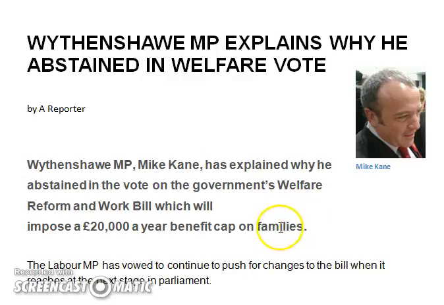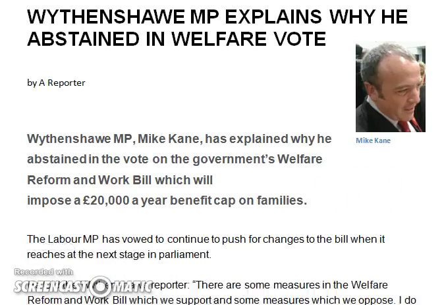I would expect you to use a strapline, so have an introductory sentence which tells you what the rest of the article is about. Withenshaw MP Mike Kane has explained why he abstained in the vote on the government's welfare reform and work bill, which will impose a £20,000 a year benefit cap on families. That completely sums up what the rest of the article is about, and it's a typical feature of a newspaper article which should be relatively easy to do in your own work, so I would recommend that you do that.